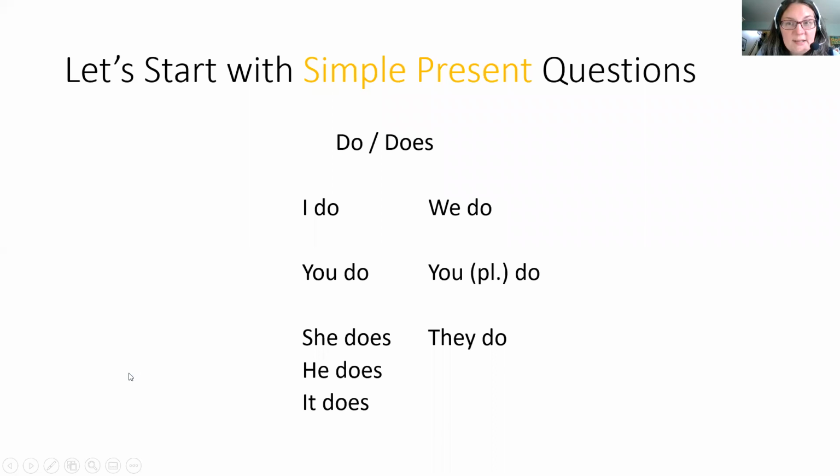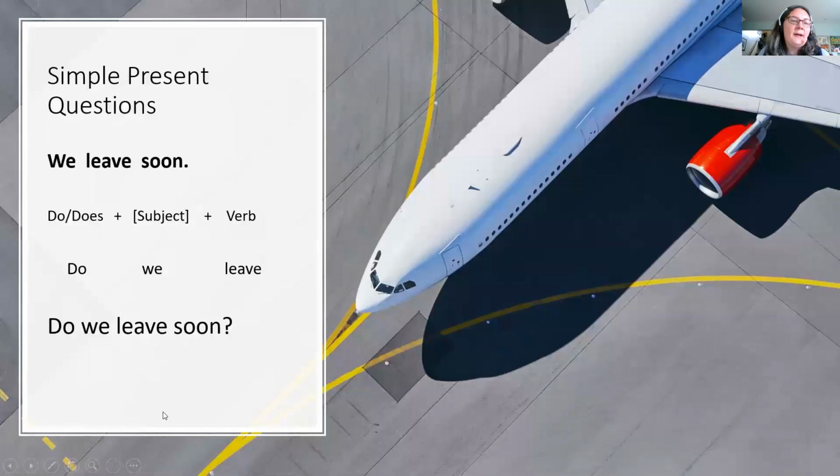When we are asking questions in the simple present, we need to know whether we need do or does. So here's a really quick review. If you already know it, you can speed up through this part, right? So take a look at this chart. Make sure you notice that he, she, and it require the word does. All the other pronouns use do. All right. So let's turn this sentence into a question.